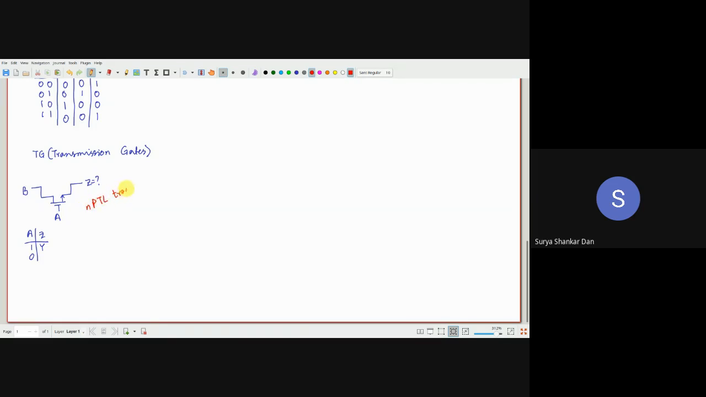So NMOS in PTL transfers, we will write like this: weak 1 and strong 0. ठीक है, this is how people write. So PMOS PTL transfers weak 0, strong 1.